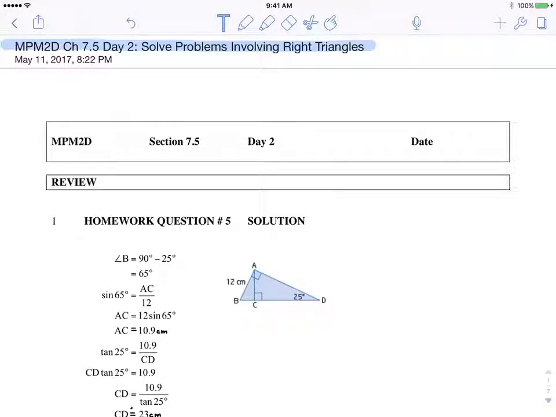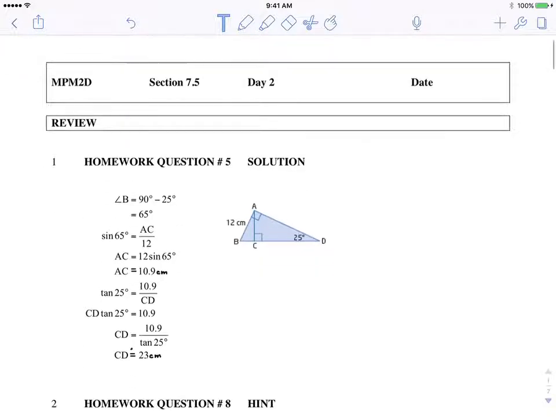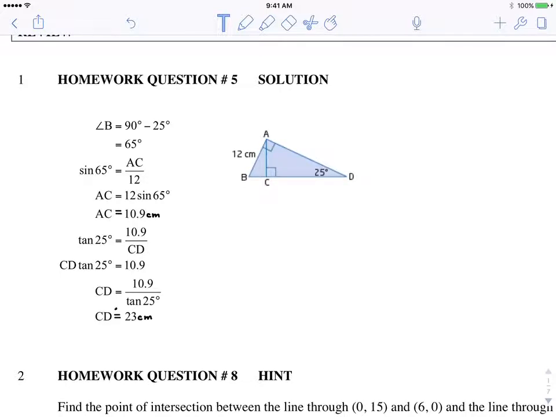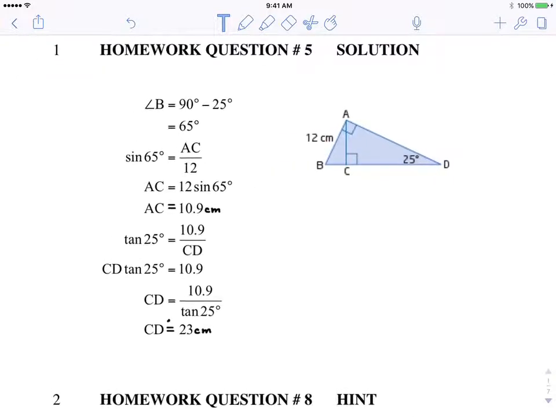Okay, so we're looking at 7.5 day 2, solve problems involving right triangles. Right, this here's a quick review of some of the homework questions. I had to make an adjustment to this form. You'll notice the equal sign right about here, and I added centimeters in here, and I put approximately.